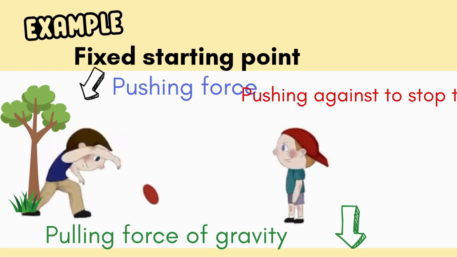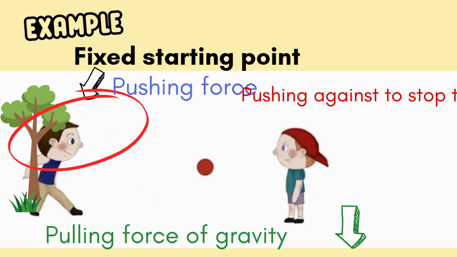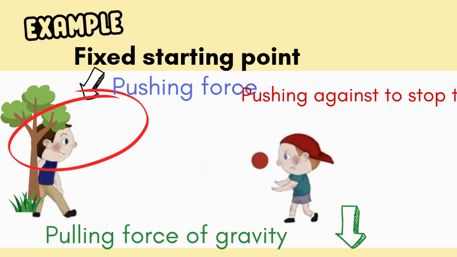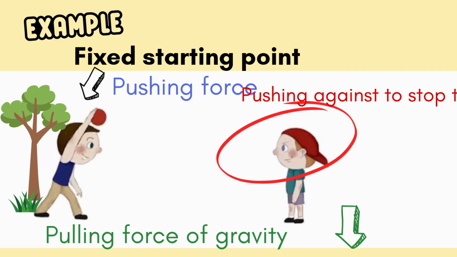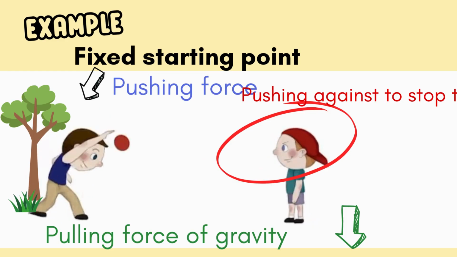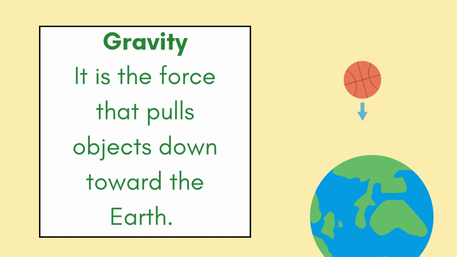So while the boys are playing with this ball, we can compare the change of the position of the ball relative to the fixed starting point, the tree. As the ball is near to the fixed starting point, and then the ball changes its position to another place from the fixed starting point, which is the tree. So, okay, we mentioned that the ball falls down to the ground. So, what is the reason? The reason is that there is a gravity force.